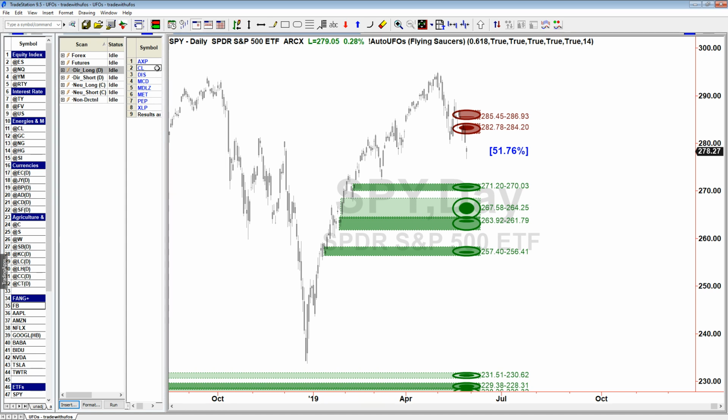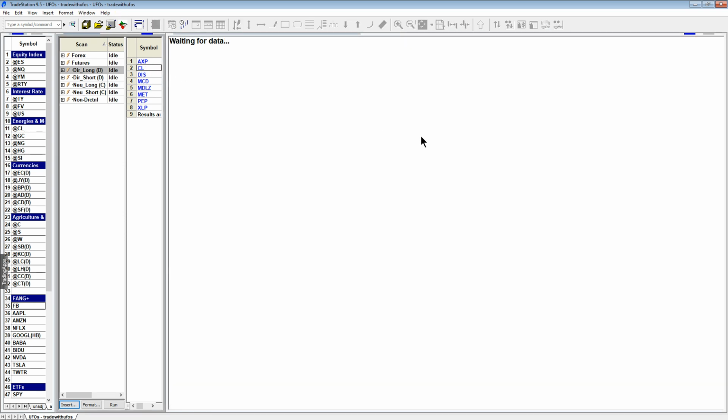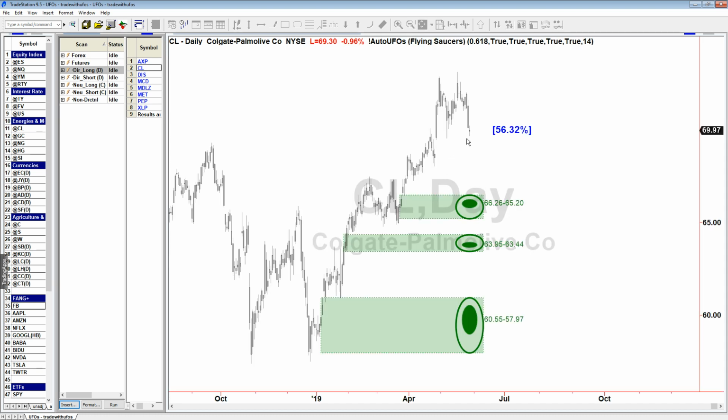Since we don't have green UFOs anywhere close with the S&P, and CL is not giving us any green UFO anywhere close either, well, the good news is that we don't have red UFOs, but at the same time, we don't have anything to kind of defend ourselves.